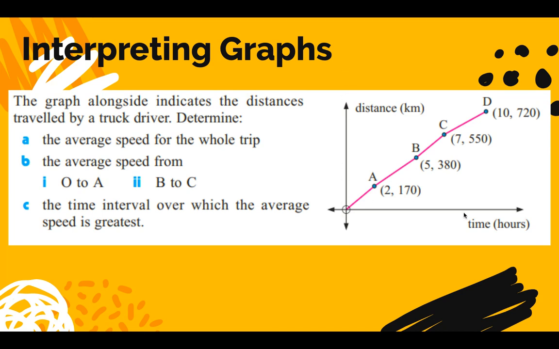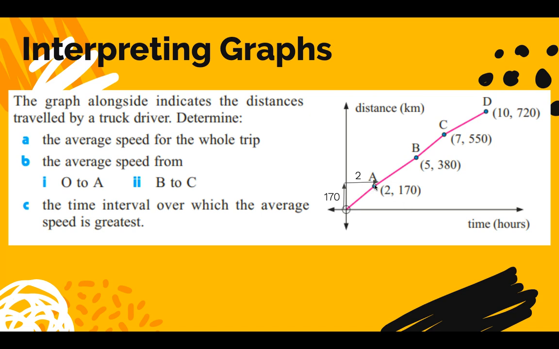So notice that the y-axis is distance in kilometers, the x-axis is time in hours. So as we increase in the distance, we increase in the time or the hours. So first off, I need to find the gradient of each section. So to go from 0, 0 to 2, 170, that is an increase of 170 in the y direction to go from 0 to 170. And in the x direction to go from 0 to 2, that is a run of 2 units.